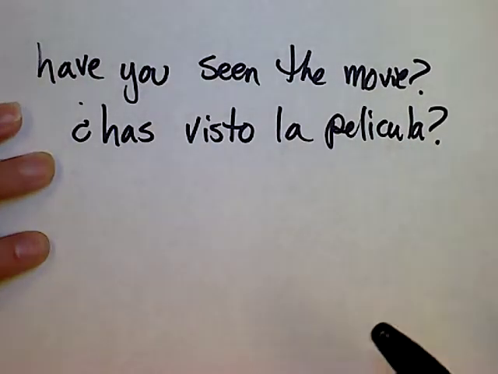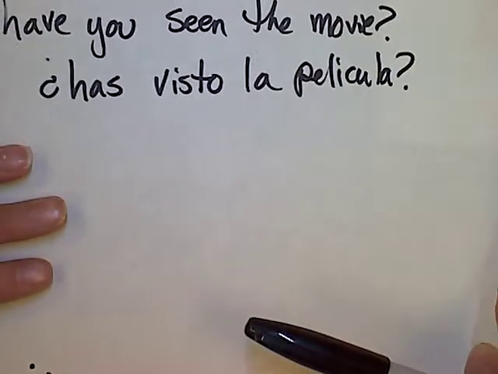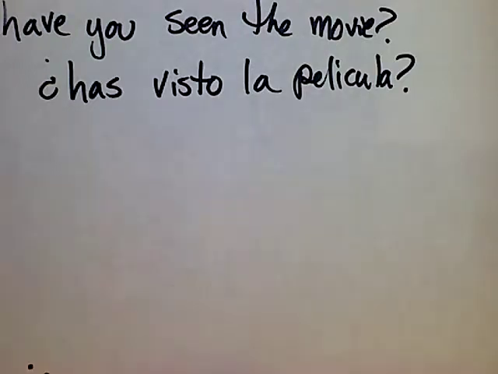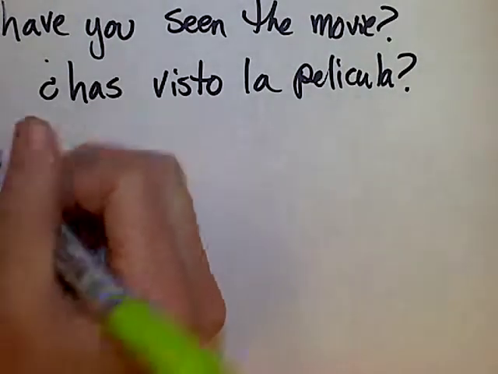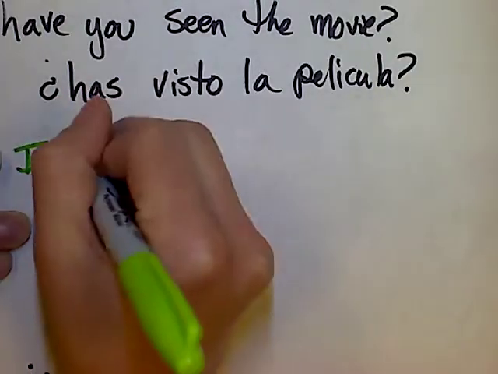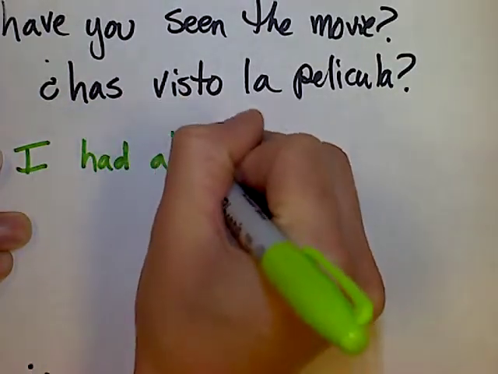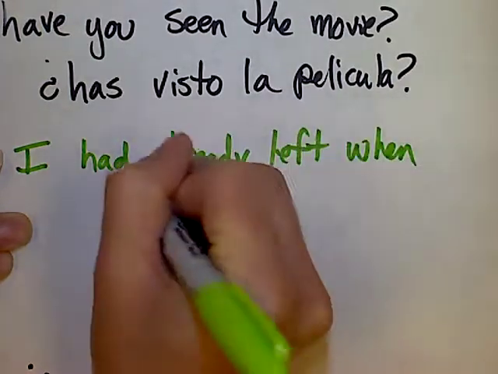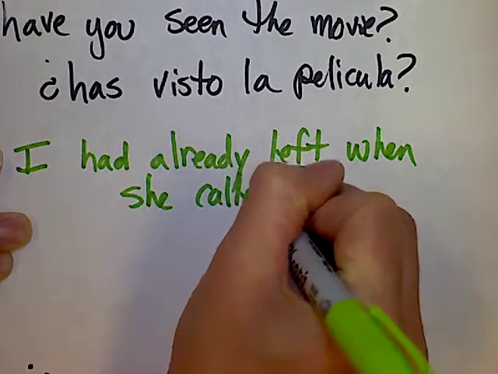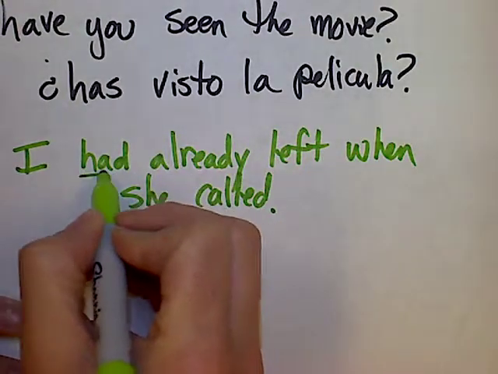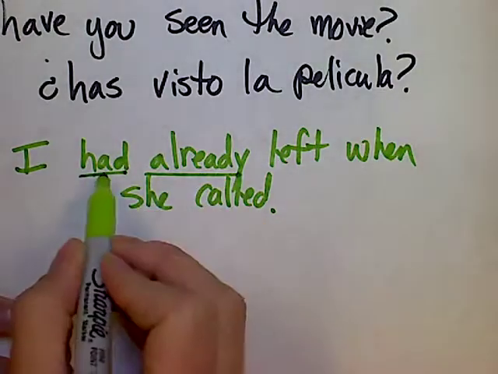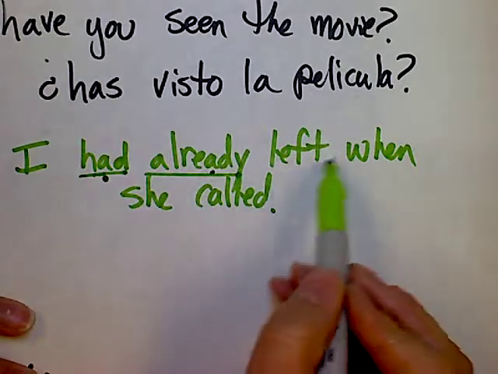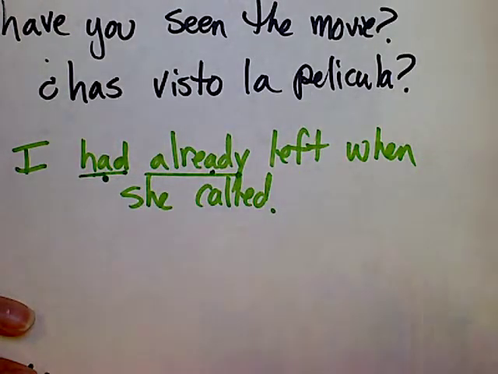Now let's create a scenario where we need the pluperfect. Remember, in this case, you need something to have happened before a secondary action. For example, in English, it would sound like this. I had already left when she called. Now, the key term here is had already. You have to have that helping verb. That's the compound tense. But already specifies that something had already happened before a secondary action in the past.